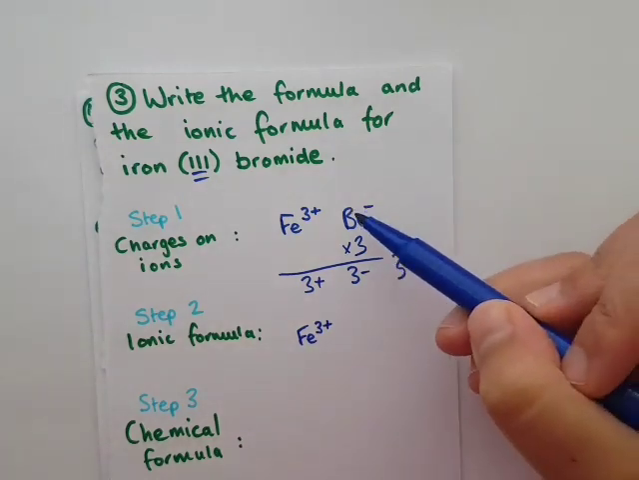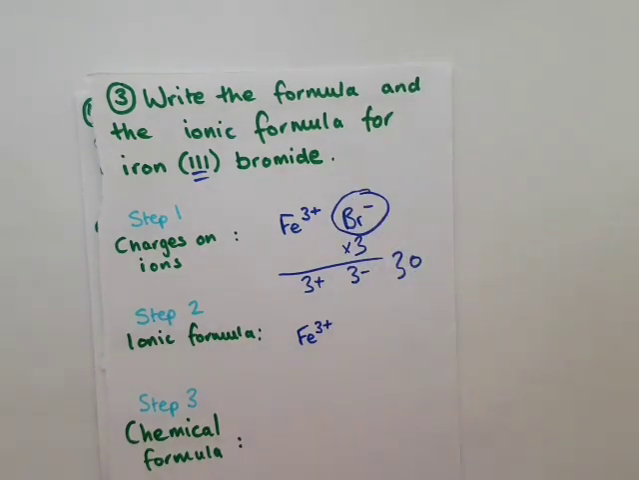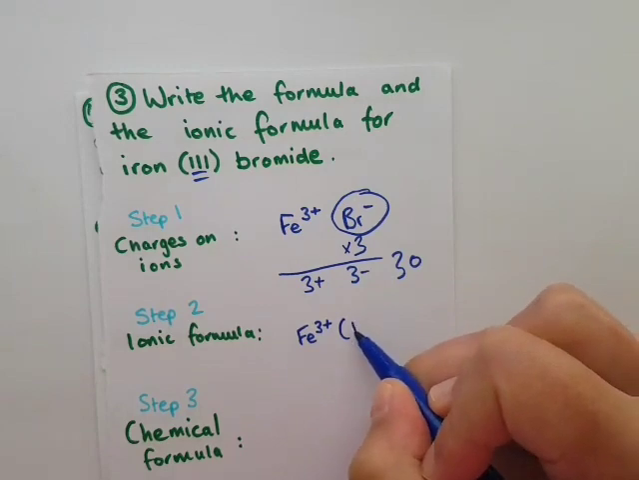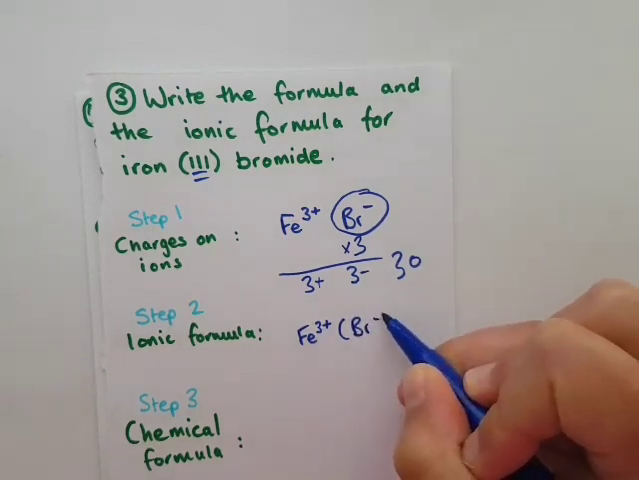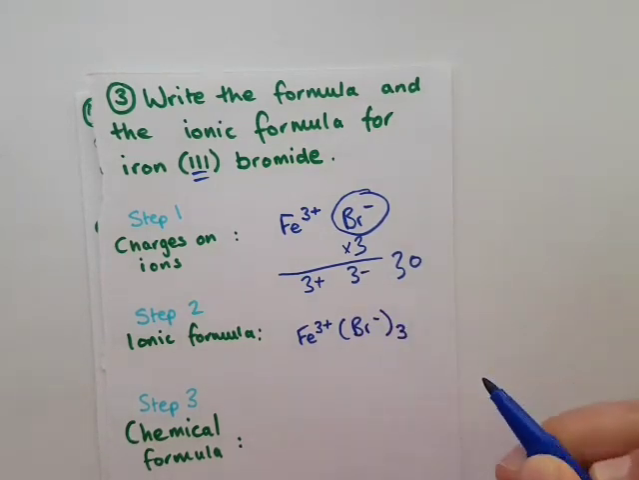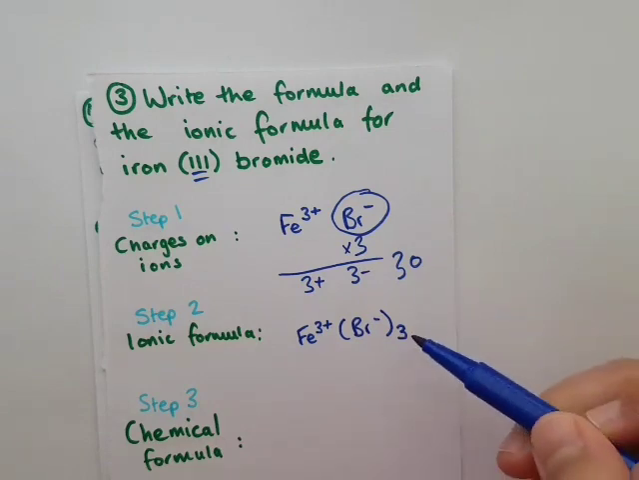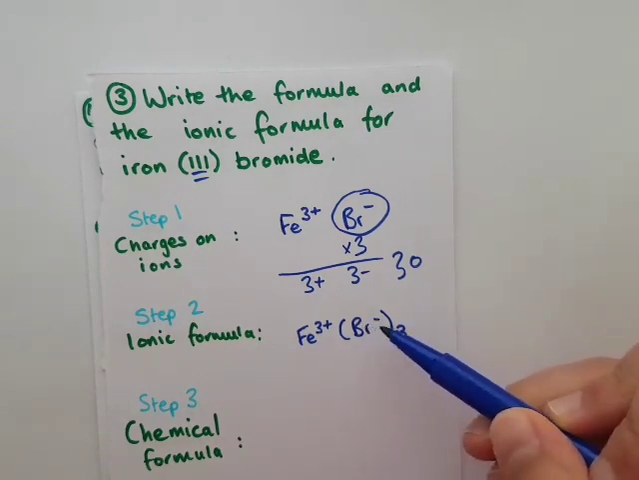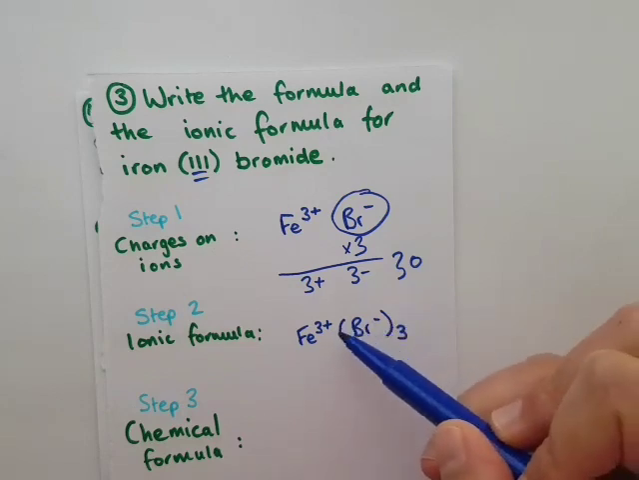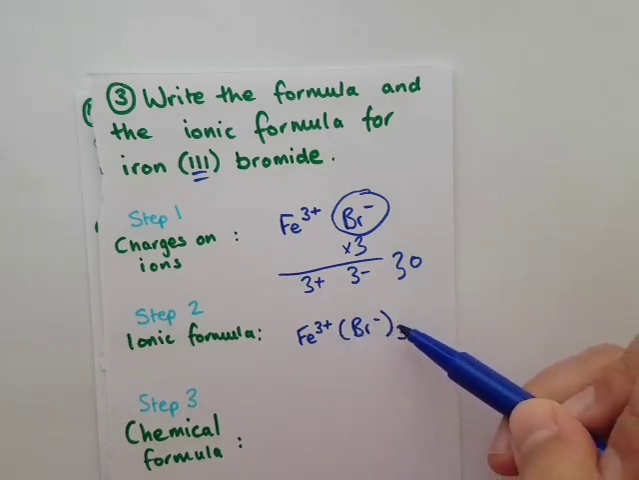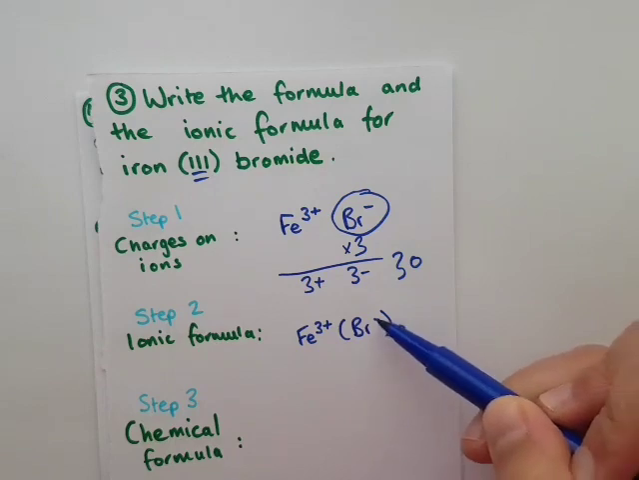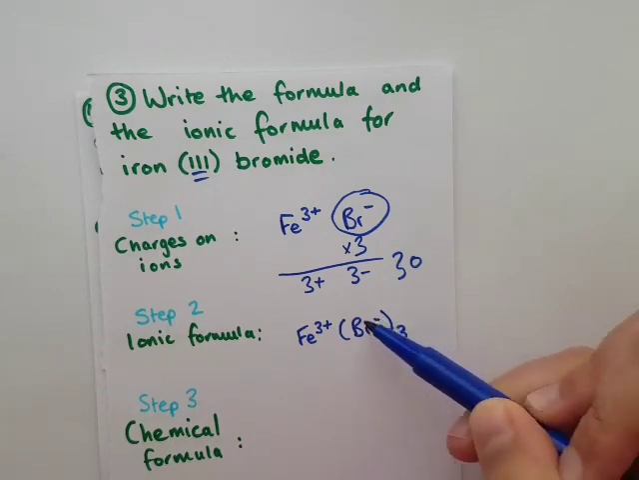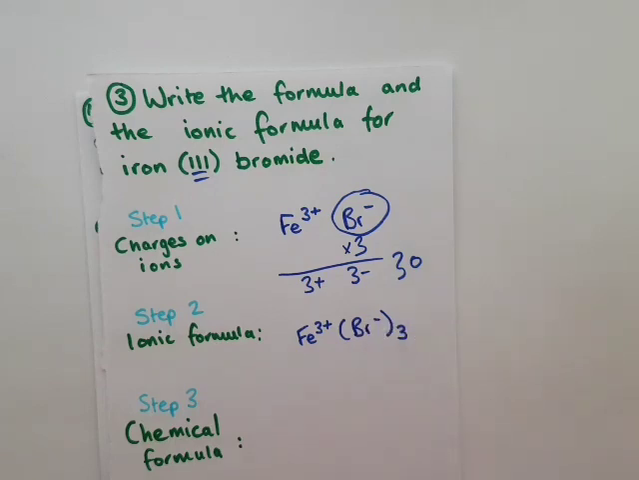Because I need 3 of this whole thing, this Br-, I put that in brackets, and I put the 3 outside the brackets. The number goes to the bottom right because I'm showing how many of that thing there are in the formula. We have brackets because I have 3 Br and I have 3- charges. The 3 has to multiply the whole thing by 3. So that's the ionic formula.